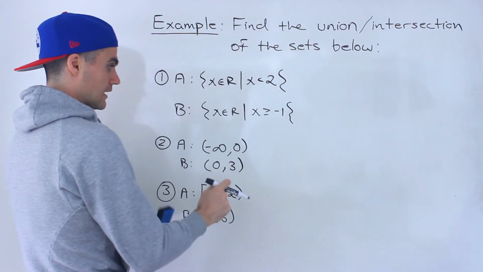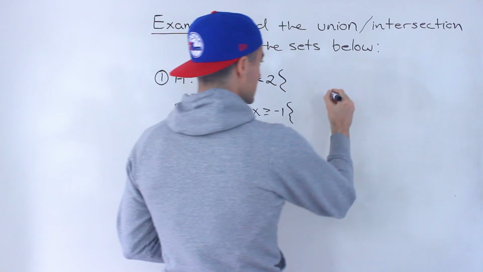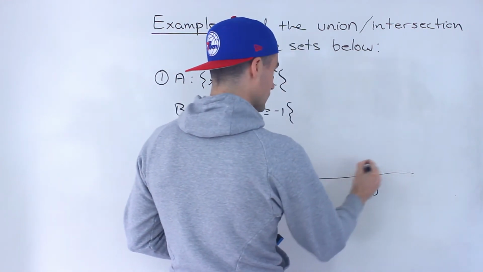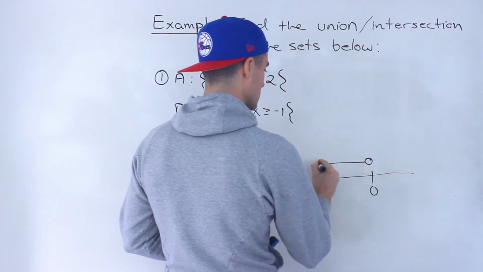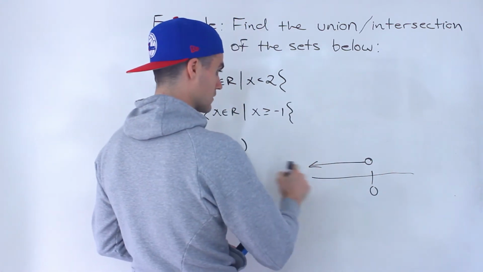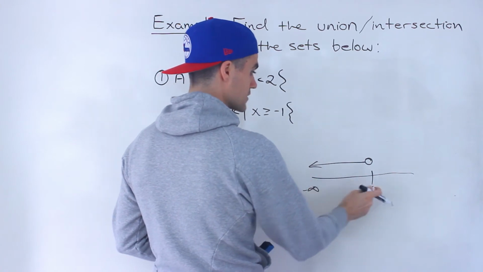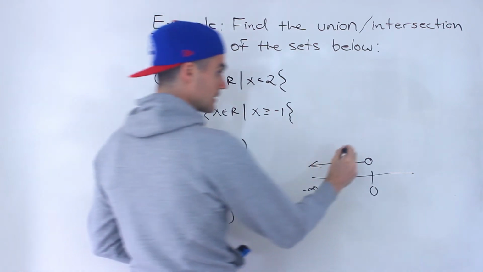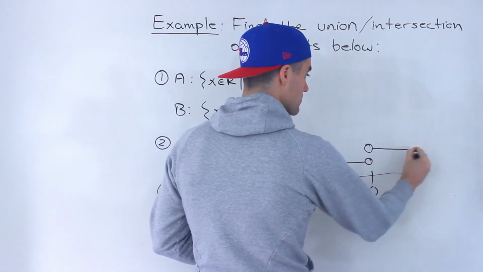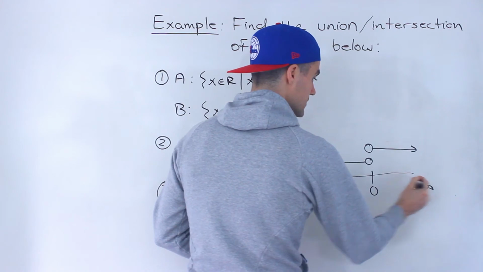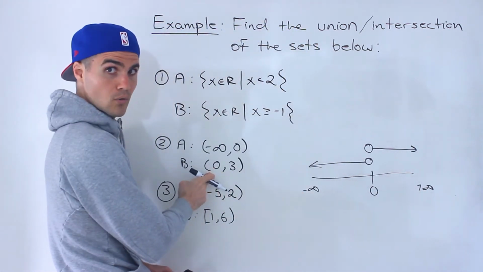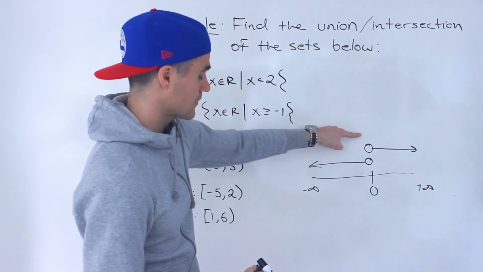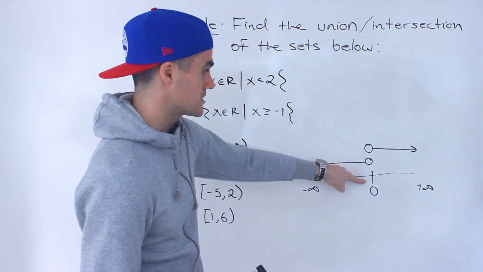Notice these are already in interval notation, so we got negative infinity to 0. So let's draw it over here. We got negative infinity to 0, and it's not inclusive of the 0. So that's set A right there. And then set B is from 0 to positive infinity. It's not inclusive of the 0 over here as well. So both of these are open dots here at the 0.